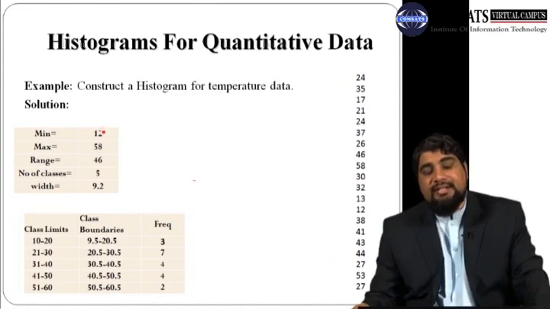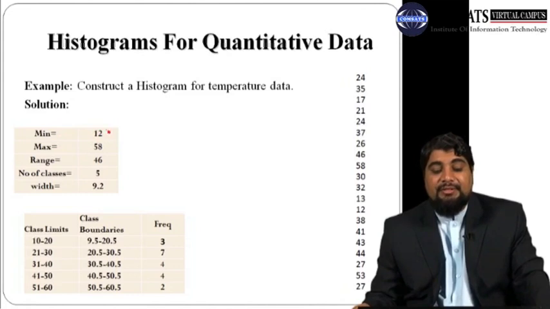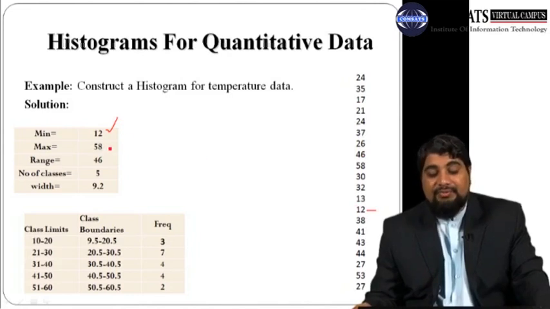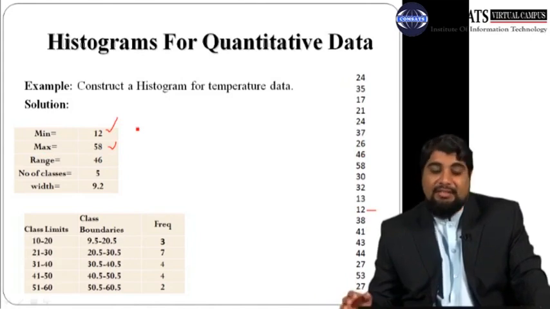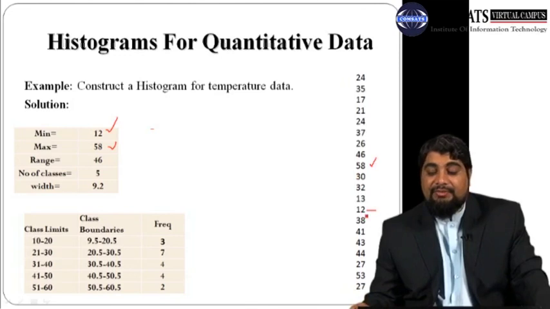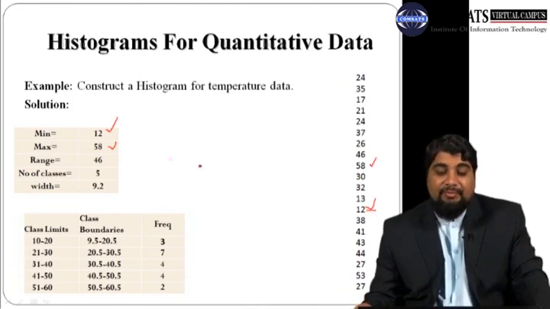In order to construct a histogram, first find the minimum number. The minimum temperature is 12 and the maximum temperature is found to be 58. You can use the max and min commands to find the maximum and minimum value. Then find the range, which is the difference of the max and min value. Maximum minus minimum is the range. So 58 minus 12, we get 46.